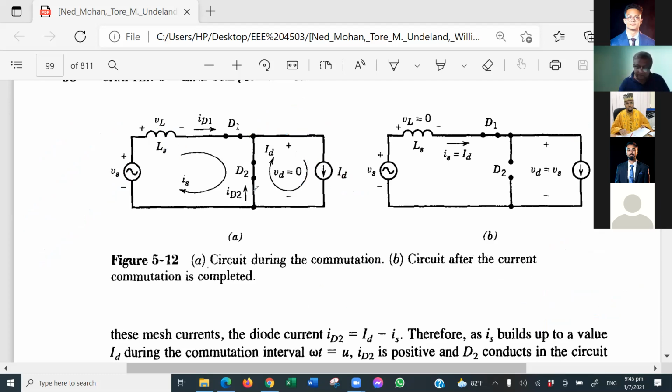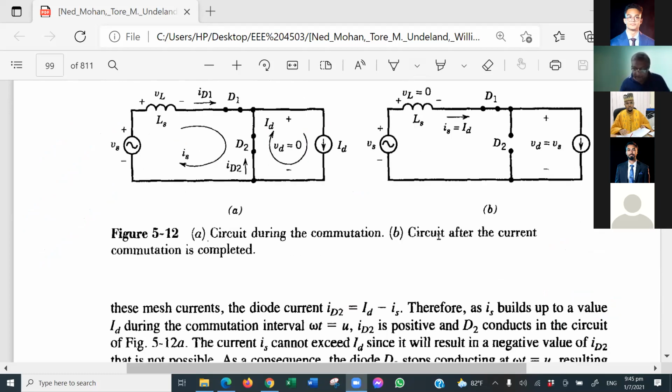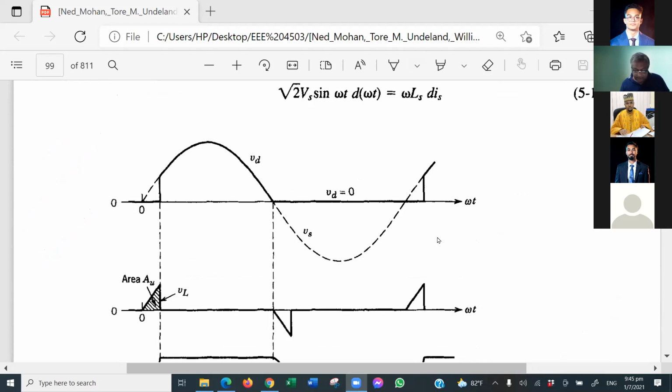Yes, sir. Okay, good. Look here, that has been given nicely here. During this commutation period, the output voltage will be 0, and here it has come to 0, and then again it will take some time, because this is negative, and also during this time D2 is conducting. Who got my point? Yes, sir.